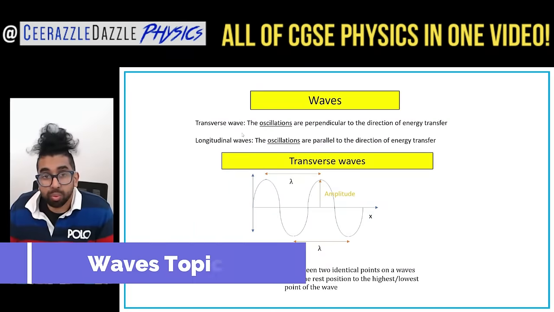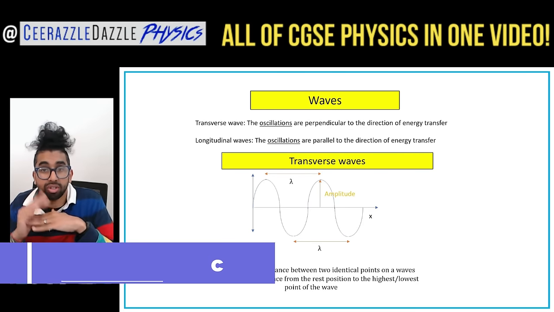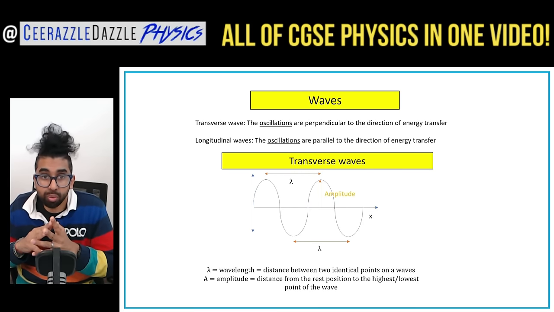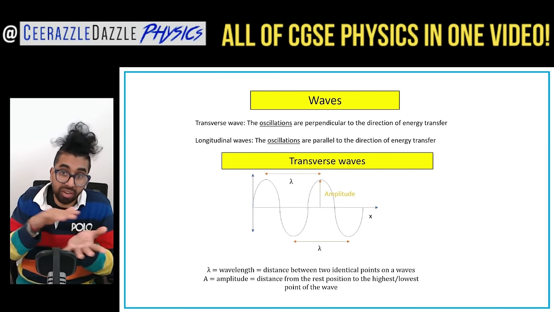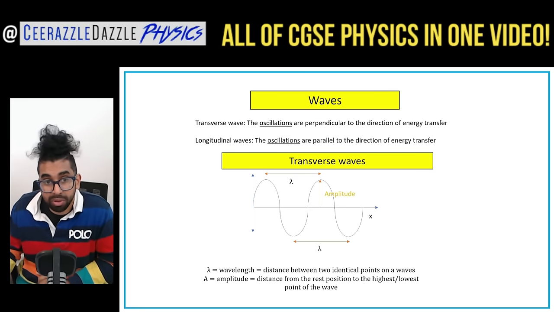Transverse waves: the oscillations are perpendicular to the direction of energy transfer. Longitudinal waves: the oscillations are parallel to the direction of energy transfer. Here's a diagram of a transverse wave.